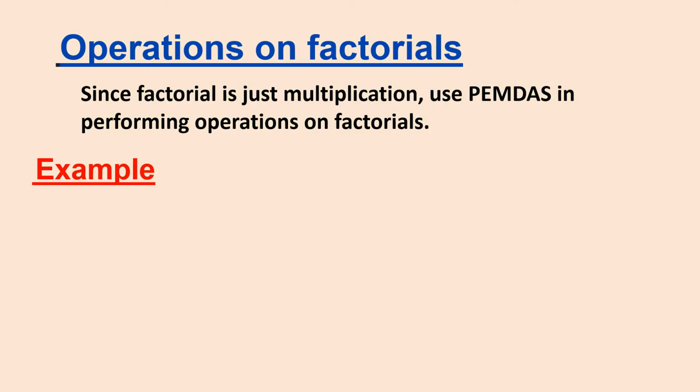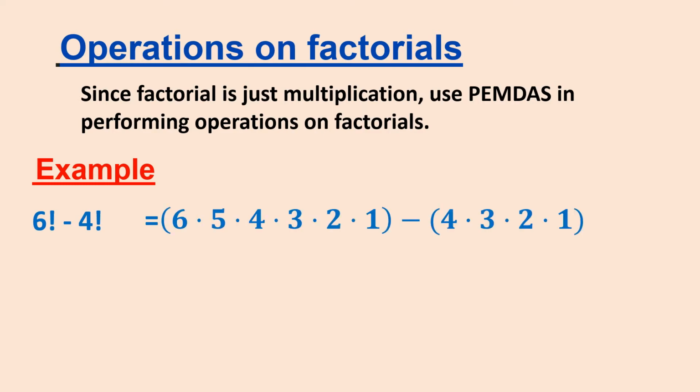Okay, let's have another example. Let's say we have 6 factorial minus 4 factorial. Again, do not subtract 6 minus 4. That's wrong. What we're going to do is get the value of 6 factorial and the value of 4 factorial. That will give us 6 times 5 times 4 times 3 times 2 times 1 minus 4 times 3 times 2 times 1. If you already have the value of 6 factorial, which is 720, and the value of 4 factorial, which is 24, you can skip this step and you will have 720 minus 24. And that will give us 696.